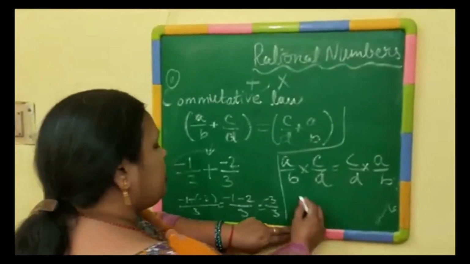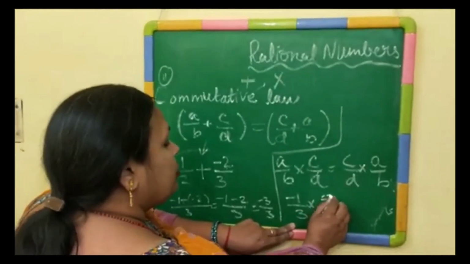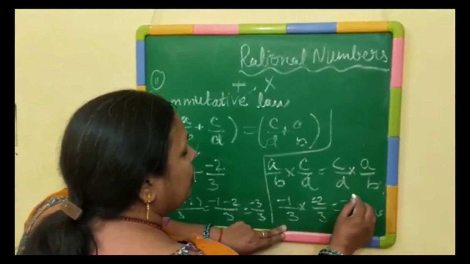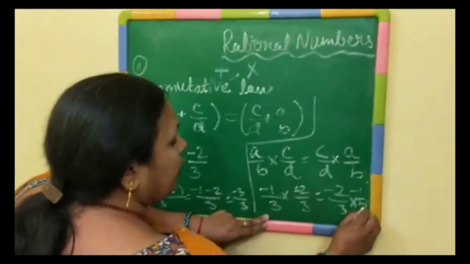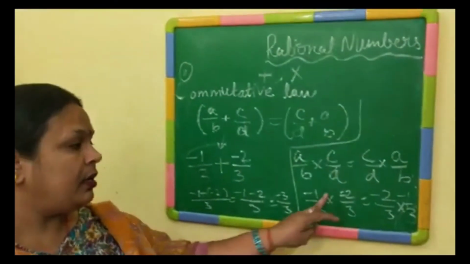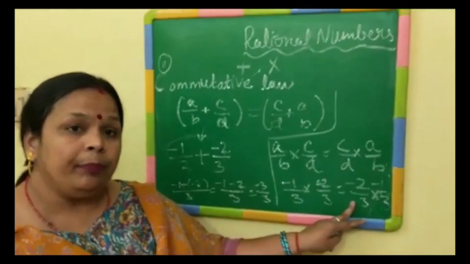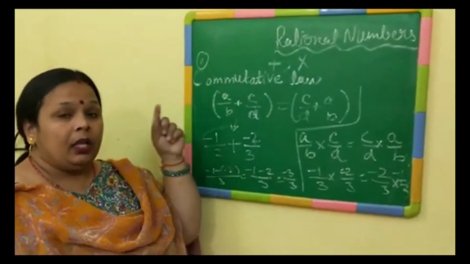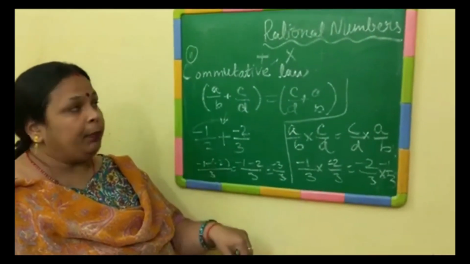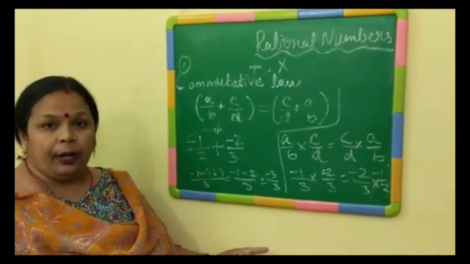Now, on this side, minus 1 by 3 into minus 2 by 3 is equal to minus 2 by 3 into minus 1 by 3. The resultant here is 2 by 3, and here it is also 2 by 3. Clear? That means the commutative law under addition and multiplication is also closed for rational numbers.